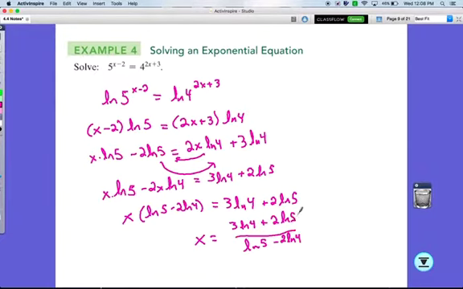Okay, a lot of work there. Put your natural log in front, bring your power out front in parentheses, distribute, move the x terms to the left, the other terms to the right, factor out the x, and divide the parentheses. All right, try the next problem.